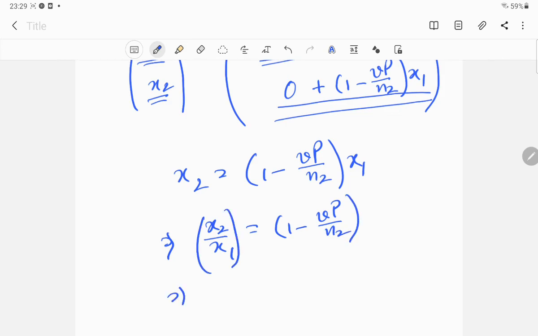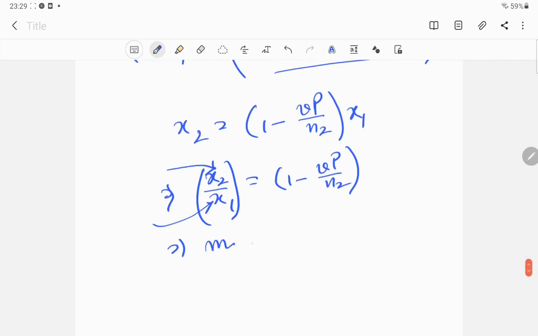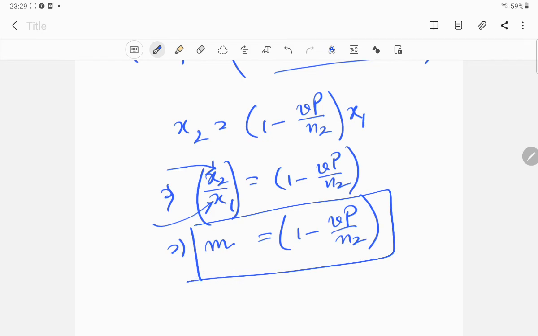This x2 by x1, where x2 is the height of the image and x1 is the height of the object, is nothing but called magnification. Magnification is given by 1 minus vp by n2. So that's all.